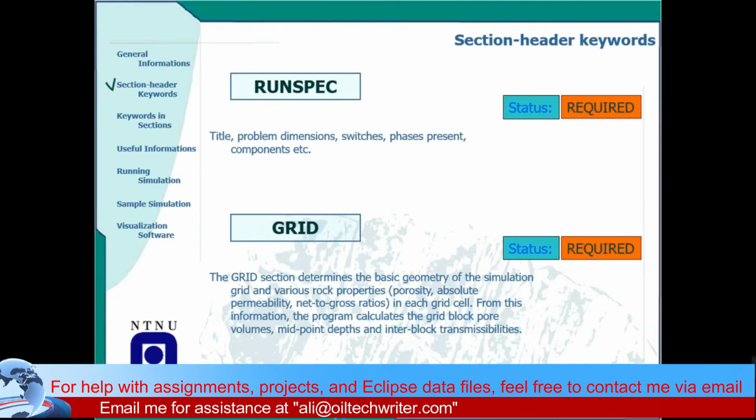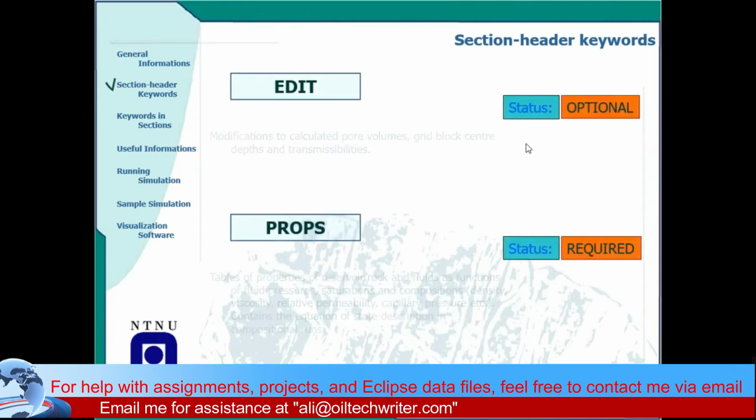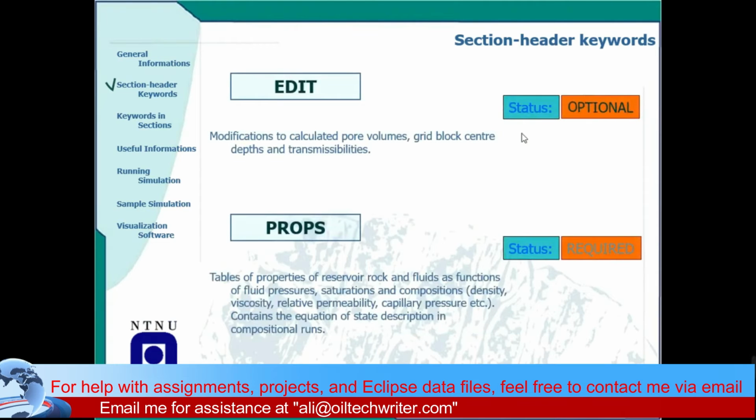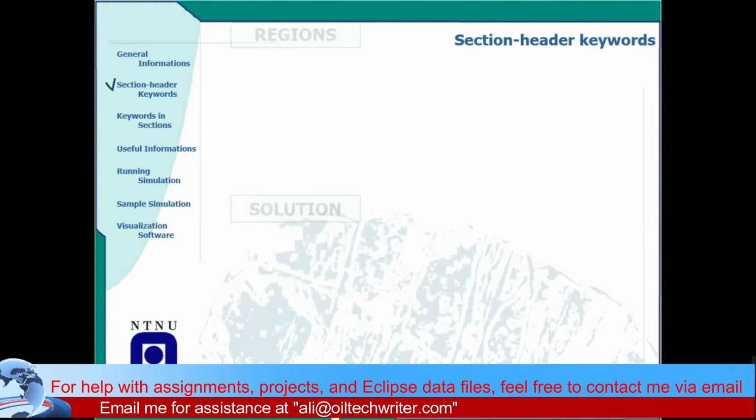If you go ahead, we have the EDIT section. This is optional. Normally we don't use it. Then we have the PROP section, where rock and fluid properties such as relative permeability, capillary pressure, and viscosity are usually given. All this information, the properties of the rock, is usually given here in the PROP section.